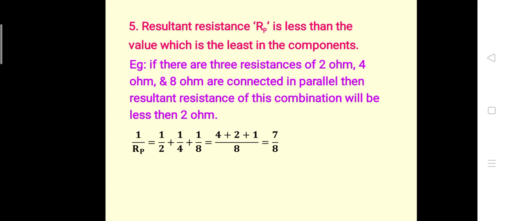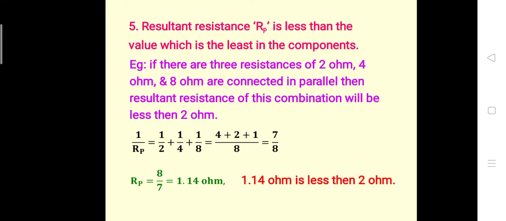Let us do it practically. 1 upon Rp is equal to 1 by 2 plus 1 by 4 plus 1 by 8. Take LCM, LCM is 8, then solve. Then we will get 1 upon Rp is equal to 7 by 8. Rp is equal to 8 by 7, that is 1.14 ohm. And the minimum value among these three resistances is 2 ohm, and the net resultant of the parallel combination is 1.14 ohm. It means the net resultant is less than the least value of resistances. 1.14 ohm is less than 2 ohm.